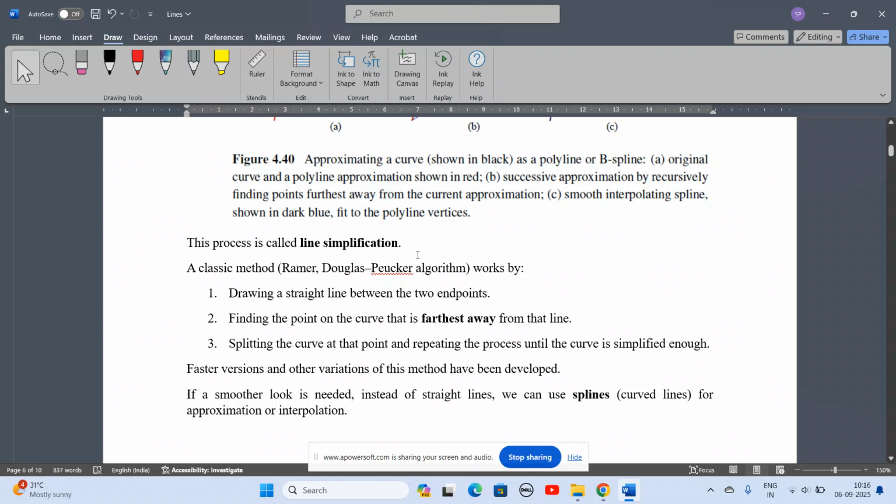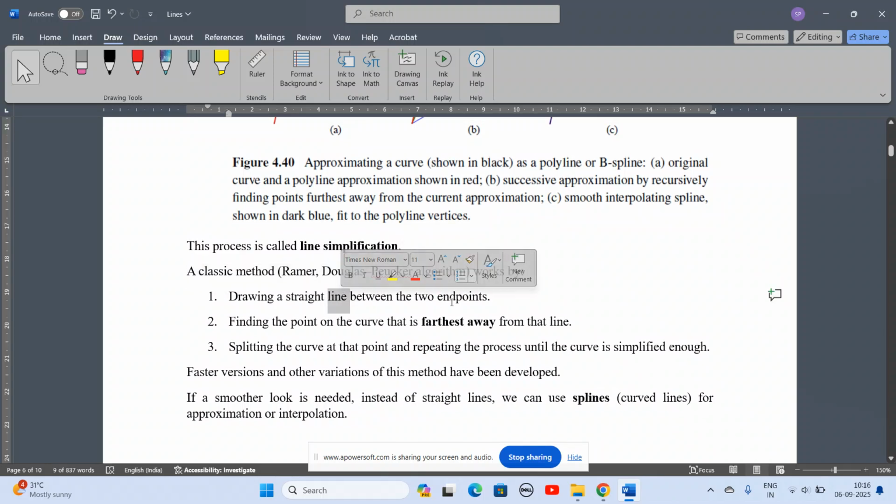Let us see the steps given here. They are drawing a straight line between the two endpoints of the edge, finding the point on the curve that is farthest away from the line. We have found the bend, right? The point P2 which has provided the much more bend. We have found the distance max, right? So finding the point on the curve that is farthest away from the line is the point which is contributing more bend to the curve. So we are dividing there to make it a straight line. Splitting the curve at that point and repeating the process until the curve is simplified enough is known as successive approximation, provided by the Douglas-Peucker algorithm.